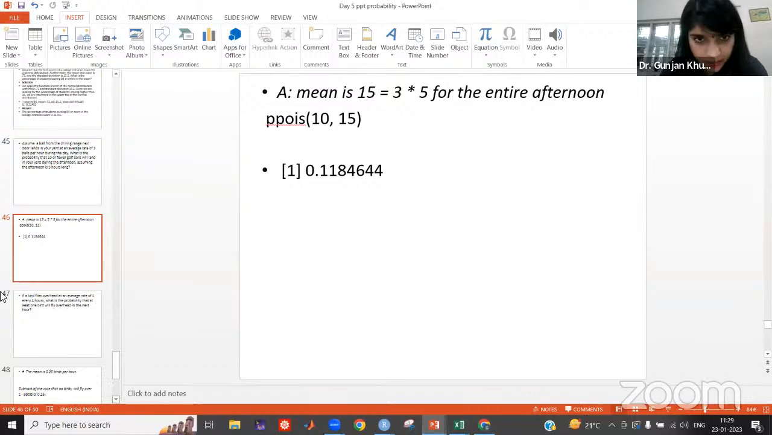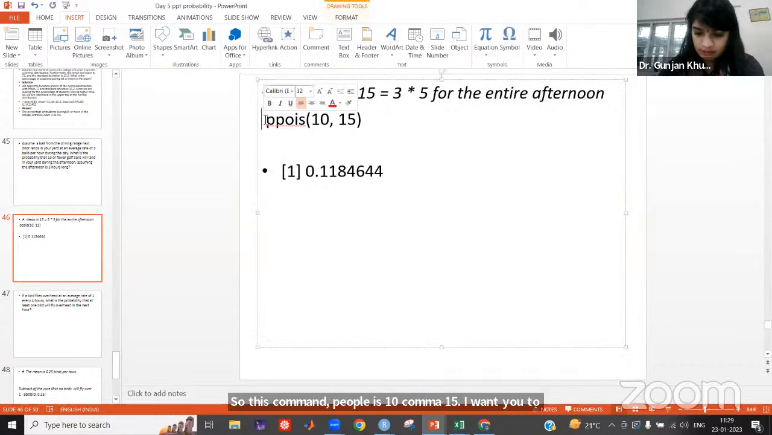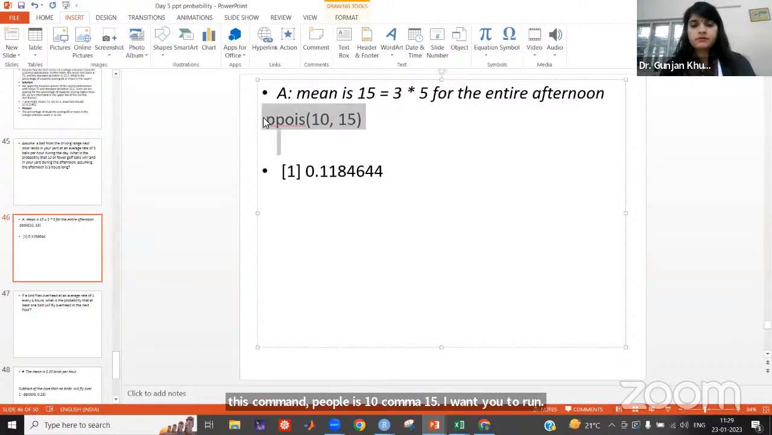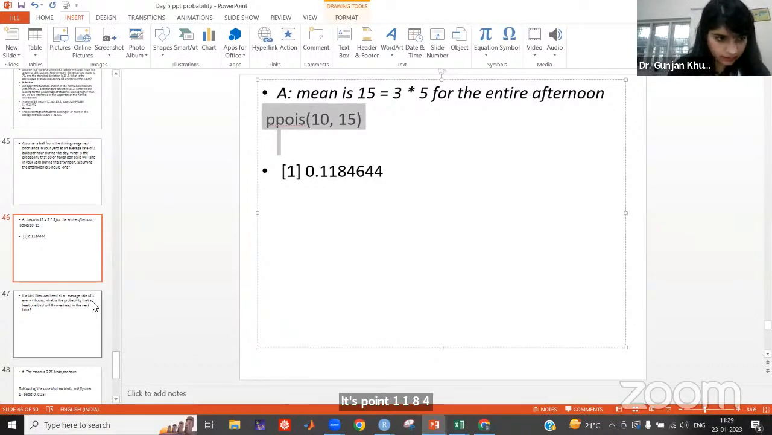So this command ppois 10, 15, I want you to run. Do you get the same answer? It's 0.1184. Yes, very good. Anjali, are you able to get ppois? Ma'am, I'm also getting the same answer.